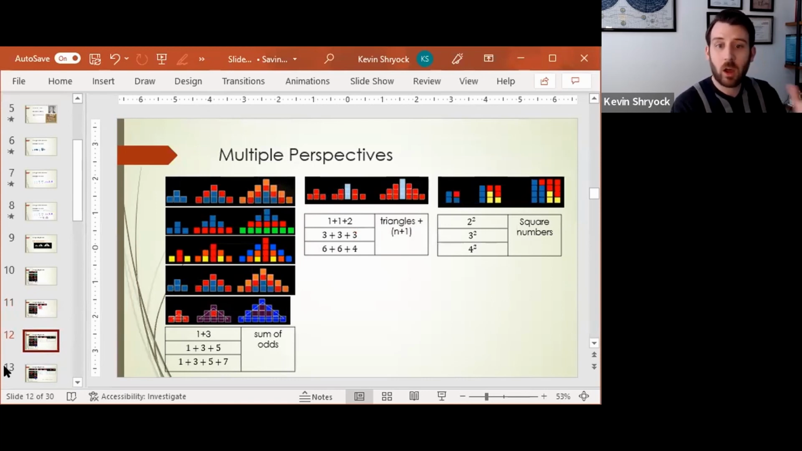Which of these is correct? All of these are correct. Which is the right pattern? They're all the right pattern. And they're all super useful to understand the approach, right?